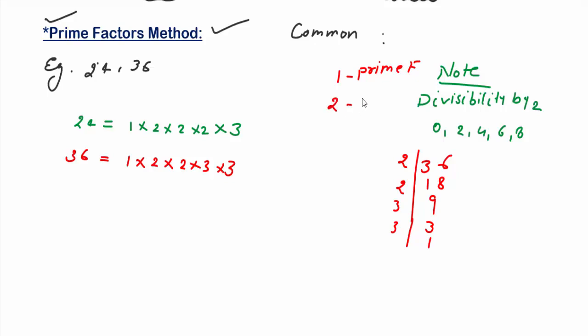Now the second step is that we need to see which common prime factors are there. How many common prime factors? As we know, the greatest common divisor or highest common factor means whatever factors are common, we will write them down here, and that will be our answer. So here we have a common factor, we write it over here.